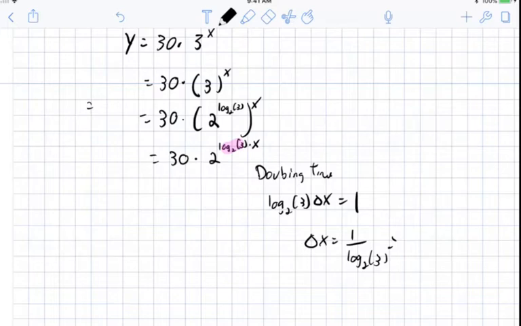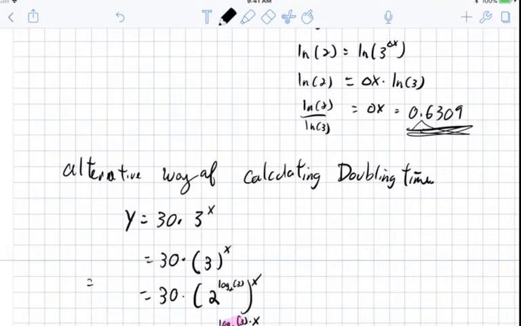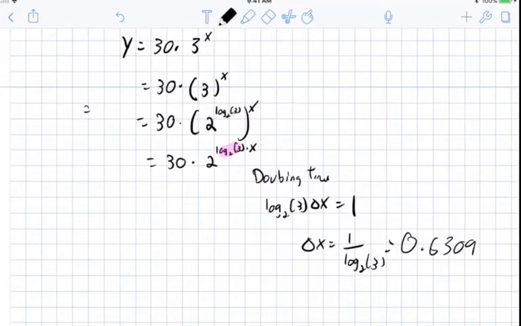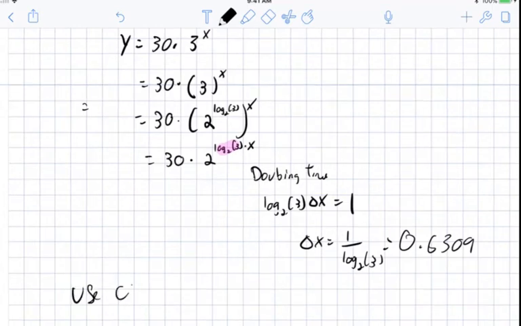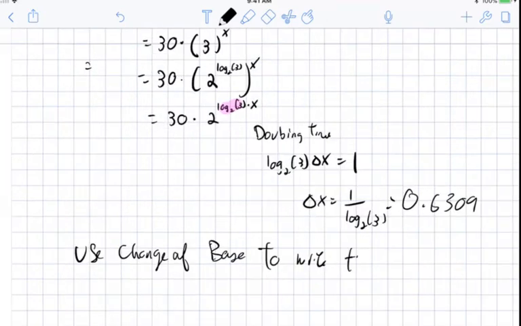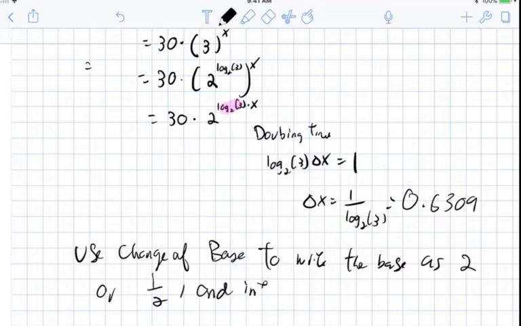All right, hold on. This is ln of 3 divided by ln of 2. 1 divided by answer, 0.6309. Oh, same number. Yeah. So you can use change of base to make the base either 2 or 1/2, and then interpret doubling time.